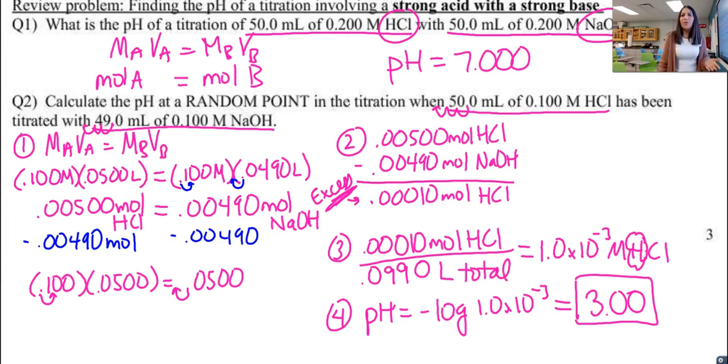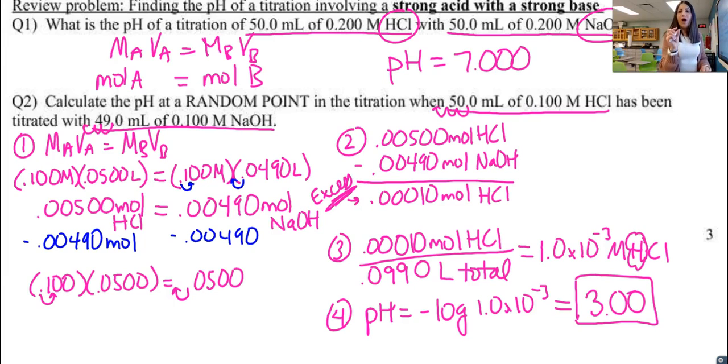3.00. That's kind of crazy, because if you were guessing on a multiple choice question, a lot of times people will say, well, it was 49 mils of the base and 50 mils of the acid, so you know it's going to be acidic, right?